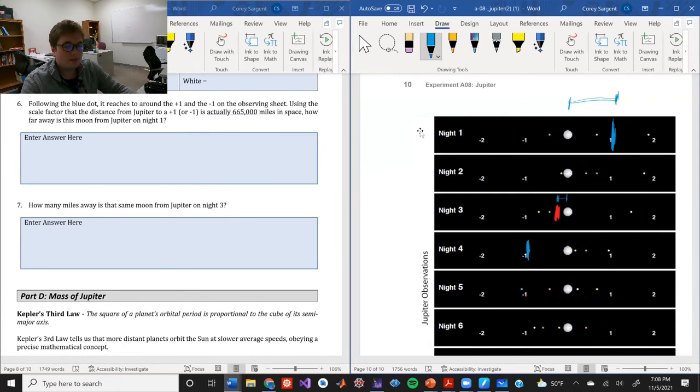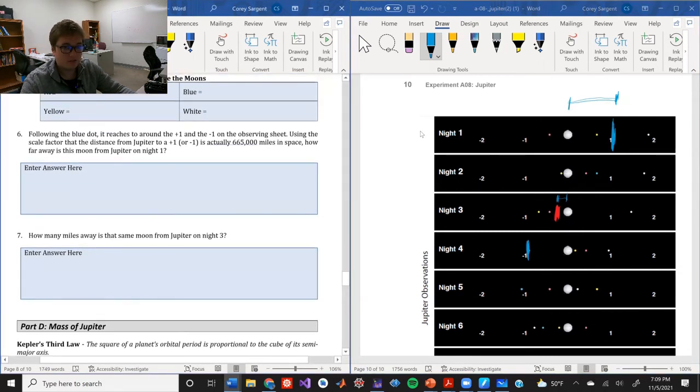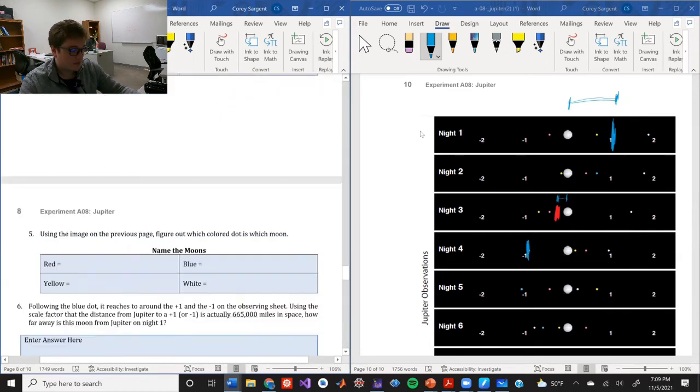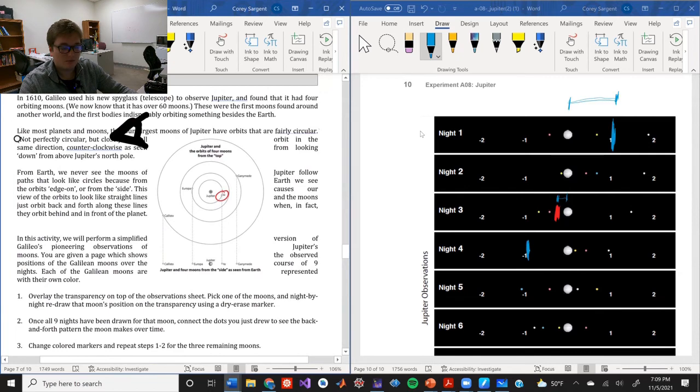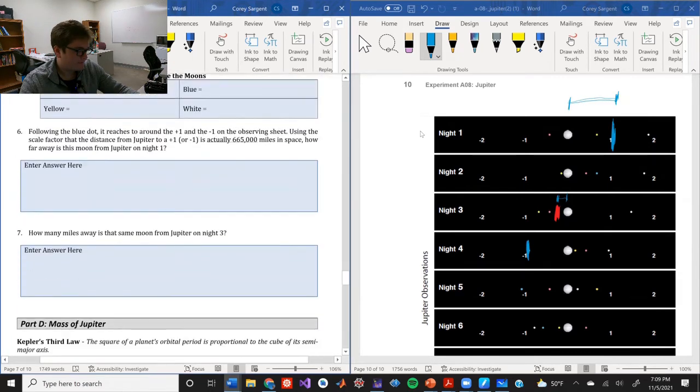Well, it's always the same distance away. In question 6, you found that distance. So it's always that distance away every night, because they're not going back and forth like they look like they are in these images. We know for a fact that they're moving in circles.